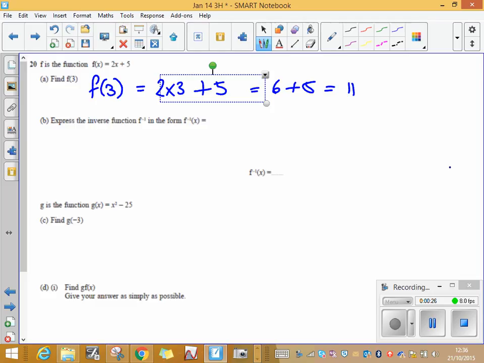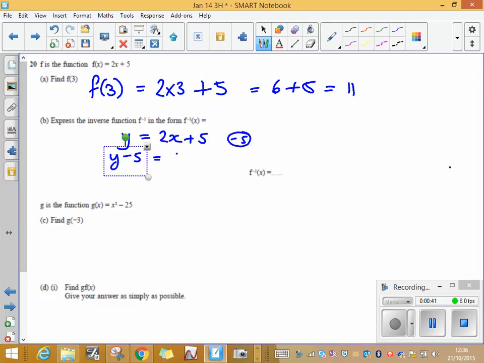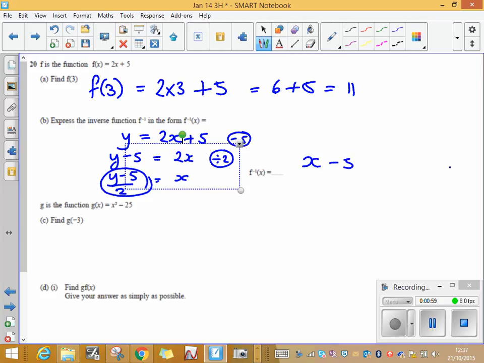Okay, inverse function. So to find the inverse function, I let y equal 2x plus 5. So I let my y equal the function, and I'm now going to rearrange it to make x the subject. So if I take away 5 from both sides, I've got y minus 5 is equal to 2x. If I now divide both sides by 2, the left-hand side is now y minus 5 divided by 2, and the right-hand side is x. Now this is my inverse function, but I've got to replace y with x. So my inverse function is x minus 5 divided by 2.